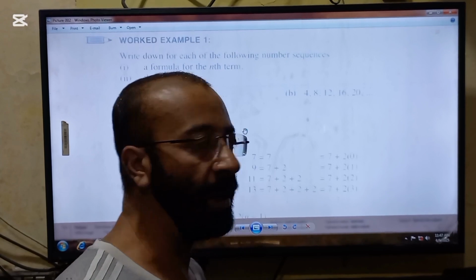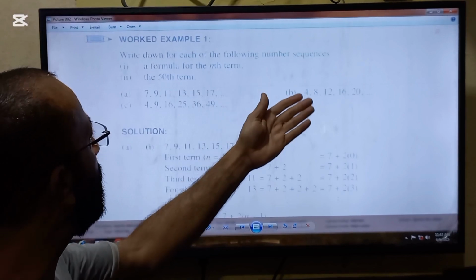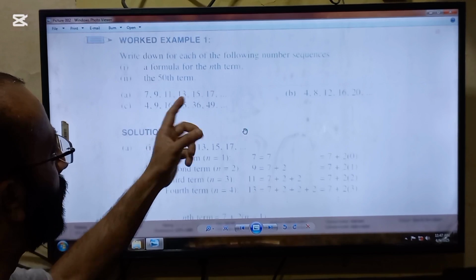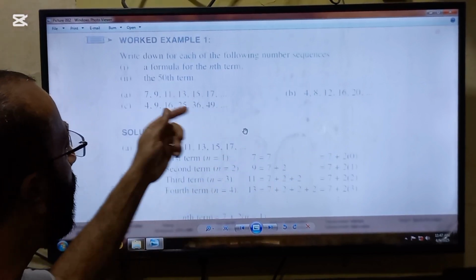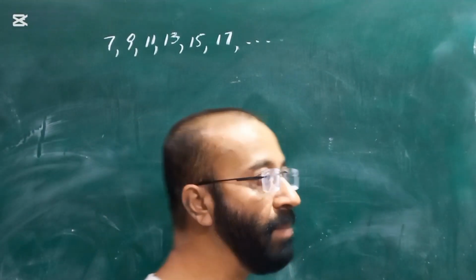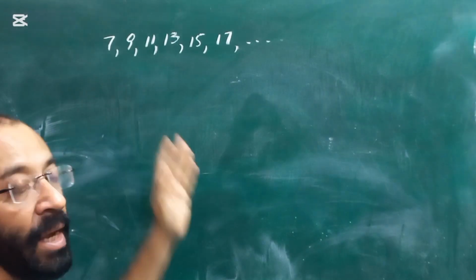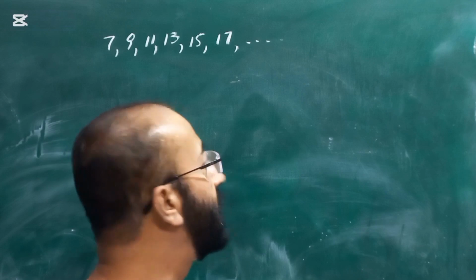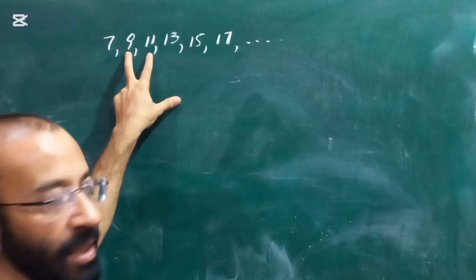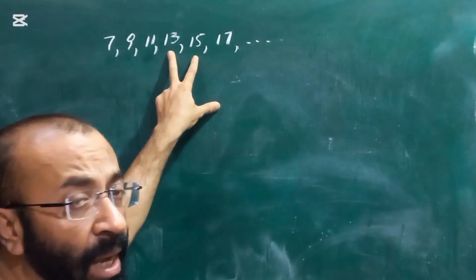Here are some questions to understand this topic. The question statement is: write down, for each of the following number sequences, first a formula for the nth term, and second the 50th term. So in each of the three parts we are required to do these two things. Now I'm giving you an easy method to find the nth term of number sequences which have equal differences. For example, the difference between 7 and 9 is 2. Again, the next term difference is 2, again the next two terms' difference is 2, and again the next two terms' difference is 2, and so on.